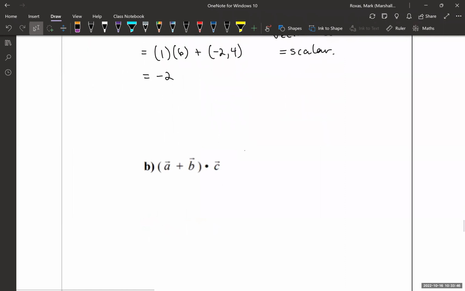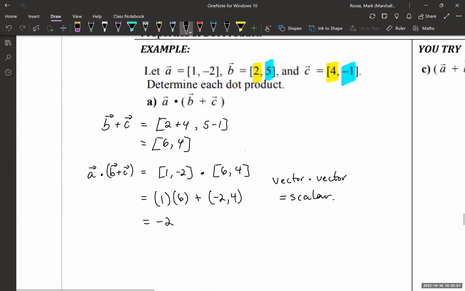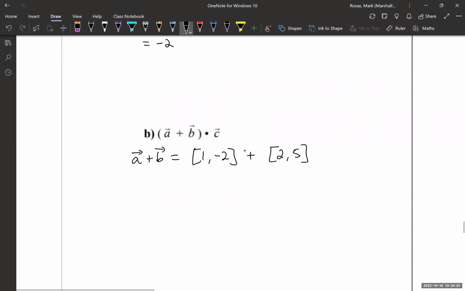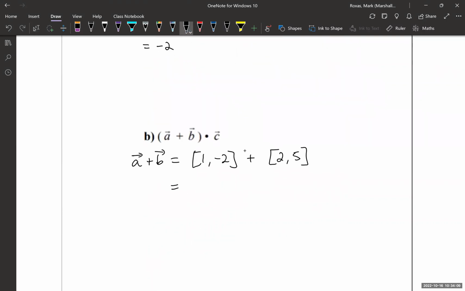The next one's reverse. A plus B is in brackets. We're going to do those brackets first and then dot it with C. So A plus B equals, let's add those two vectors first. We have 1 and negative 2 plus 2 and 5. When we add these two vectors, we add their x components together, so 1 plus 2, and then the y components, negative 2 plus 5. And so the result is 3 and 3.